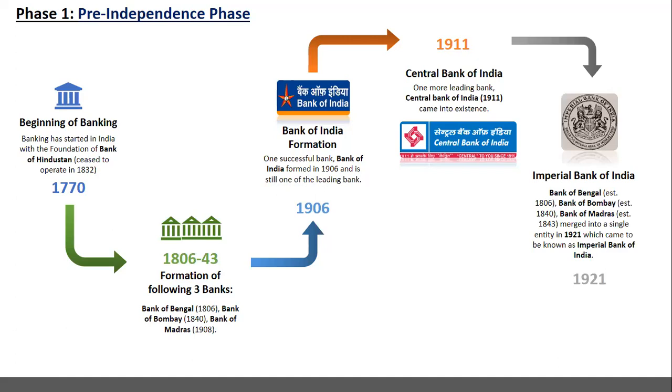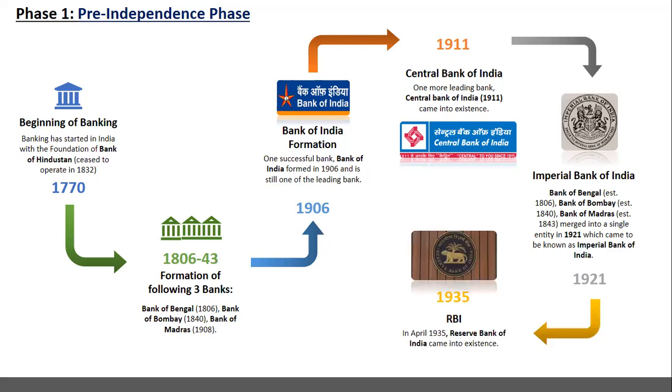After that, in 1920, the three banks, Bank of Bengal, Bank of Bombay, and Bank of Madras, all merged and became a single entity named Imperial Bank of India. This all happened in 1921. After that, in 1935, the Reserve Bank of India, the RBI, came into existence. So this all happened in phase one of India's banking system, the pre-independence phase.